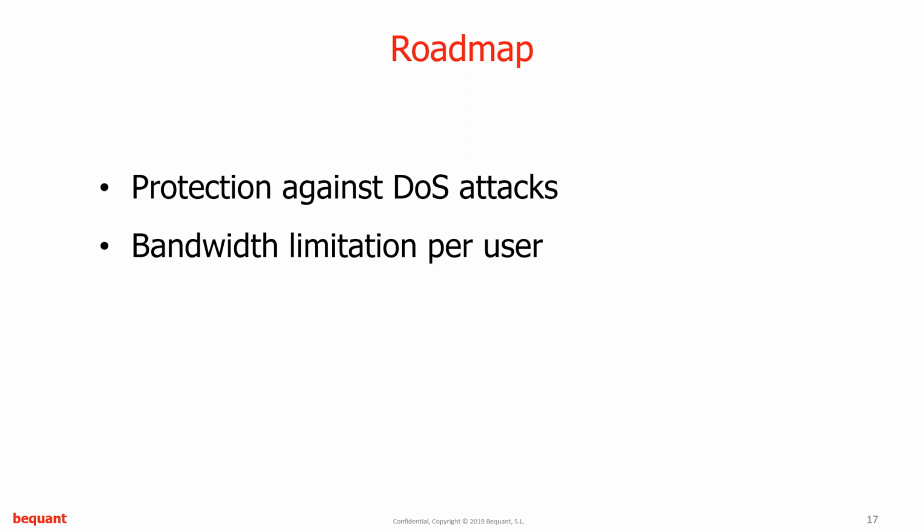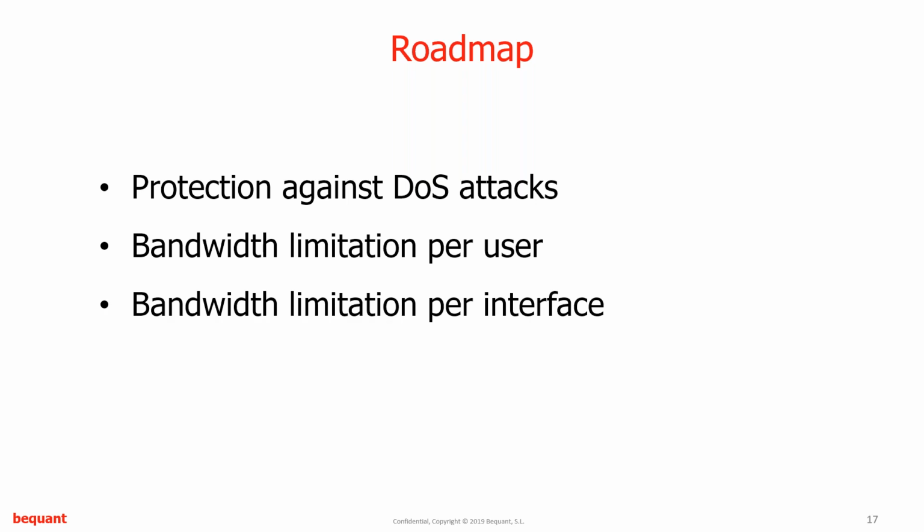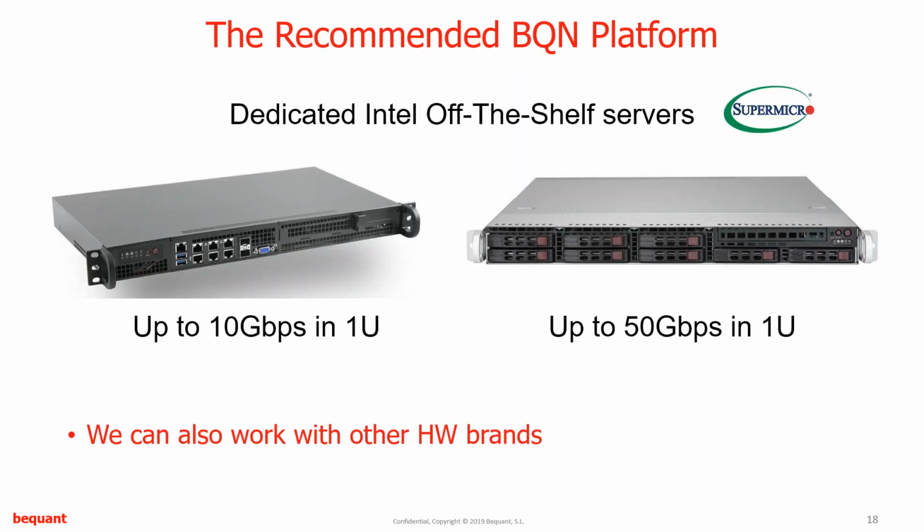We are also working on adding bandwidth limitation per user. Right now, we're just doing that per application, and we will also deliver bandwidth limitation per interface, so that you can limit the whole network, for instance, to 1 gigabit per second. And when you reach that, we deliver the data with a better quality than if you just leave it to congest.